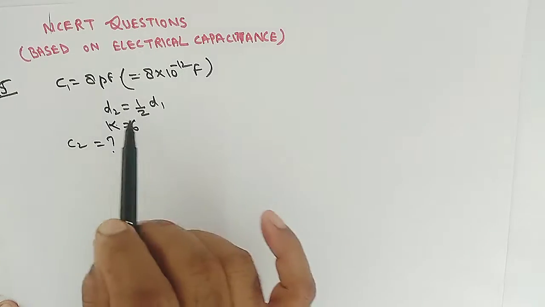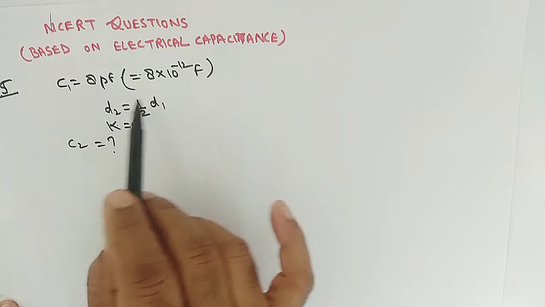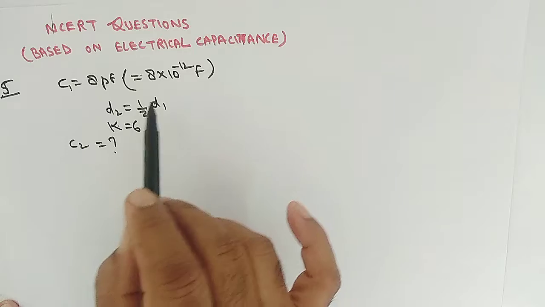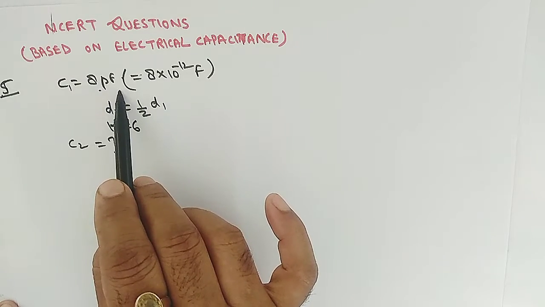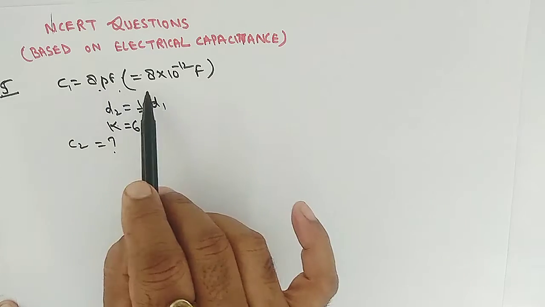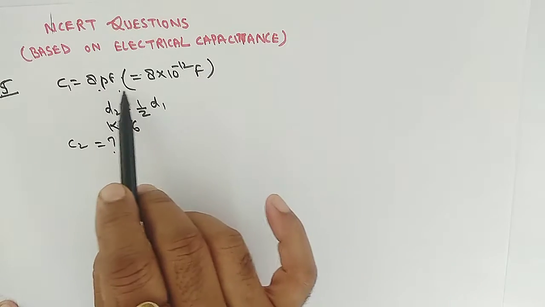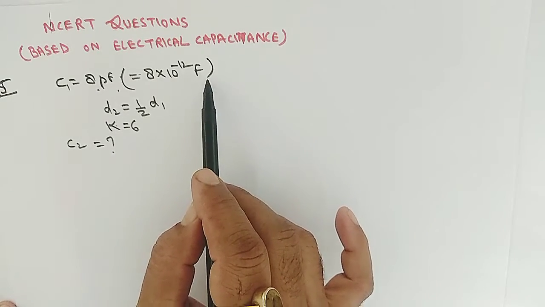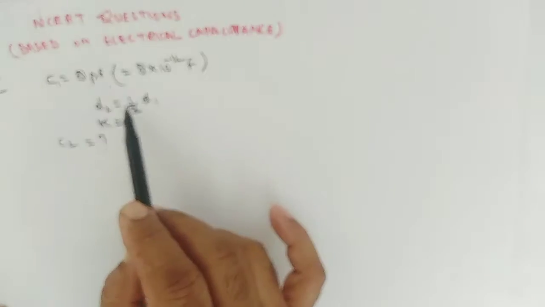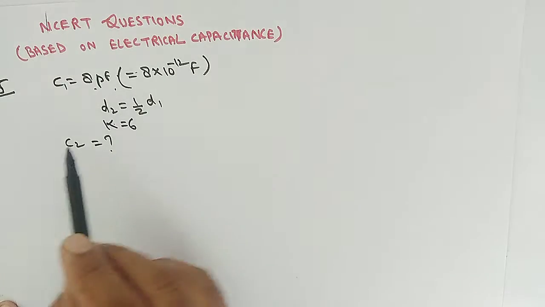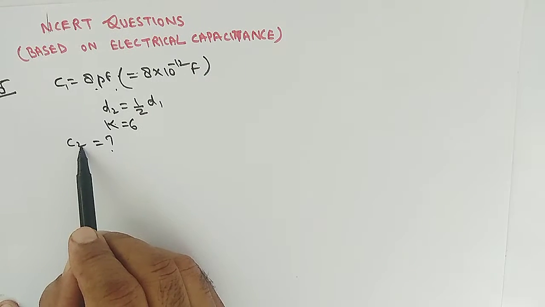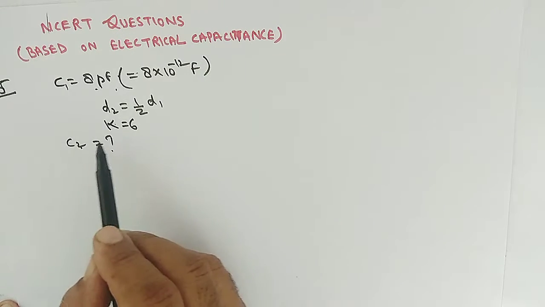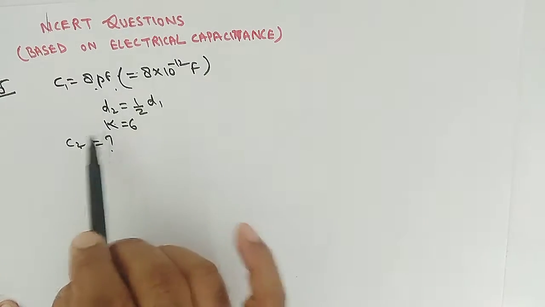A parallel plate capacitor with air, that is an air capacitor, has a capacitance of 8 picofarad. You know, pico means 10 to power minus 12. So 8 picofarad is 8 into 10 to power minus 12 farad. And the condition is given: what will be the capacitance if the distance between the plates is reduced to half?